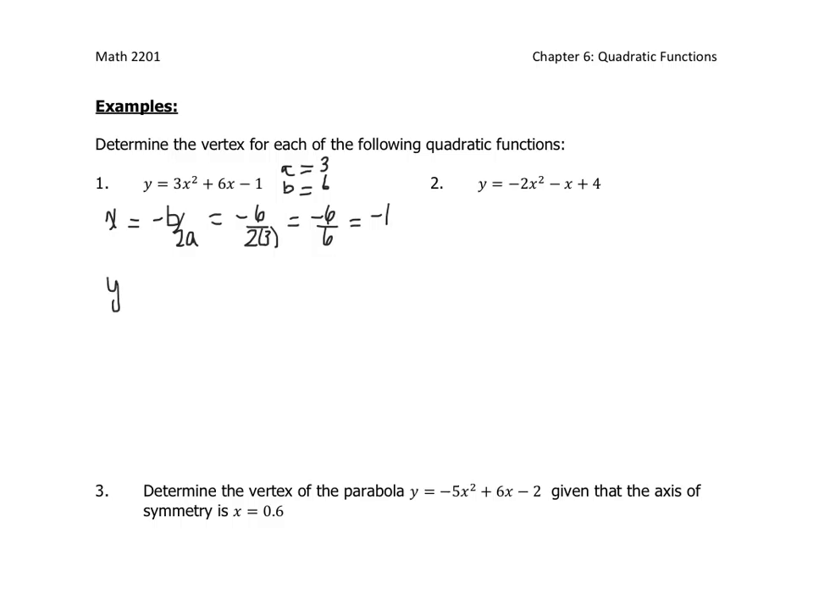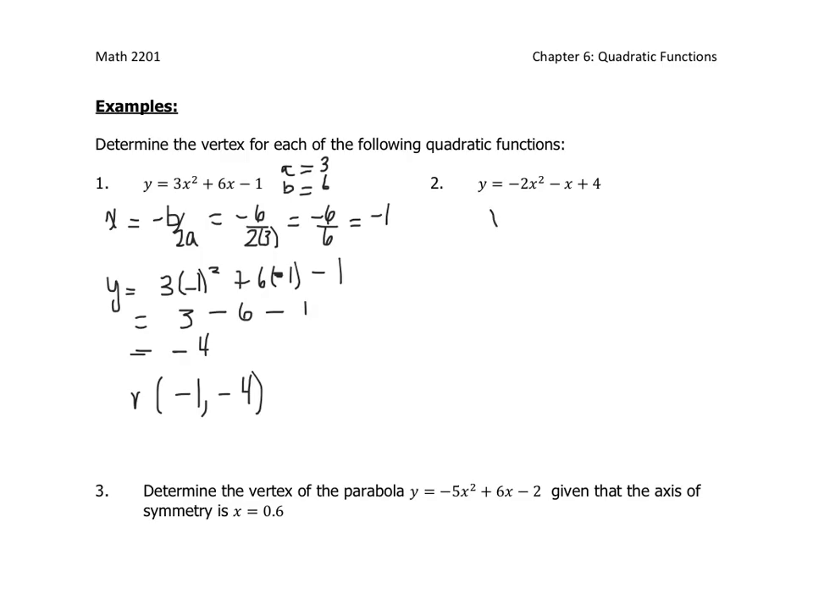So now the y-coordinate would be 3 times negative 1 squared plus 6 times negative 1 minus 1, which would be: negative 1 squared is 1, times 3 is 3, minus 6, minus 1. 3 minus 6 is negative 3, minus 1 is negative 4. So our vertex should be (-1, -4).